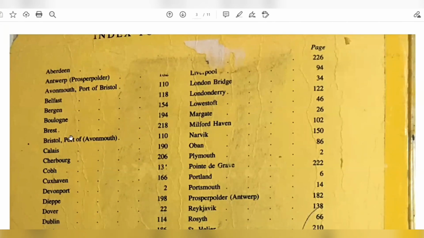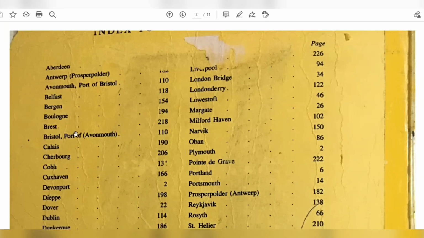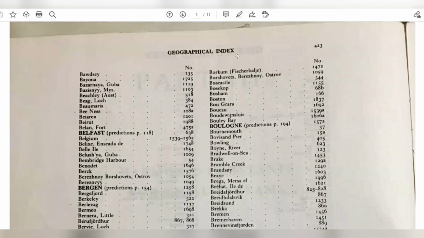These are all standard ports. Now in this you will find no Boom is written. So definitely it is not coming in volume 1 as a standard port. Now we come to geographical index. You will get it on page 423 of volume 1. So if anybody has not been able to get, then just let me know.